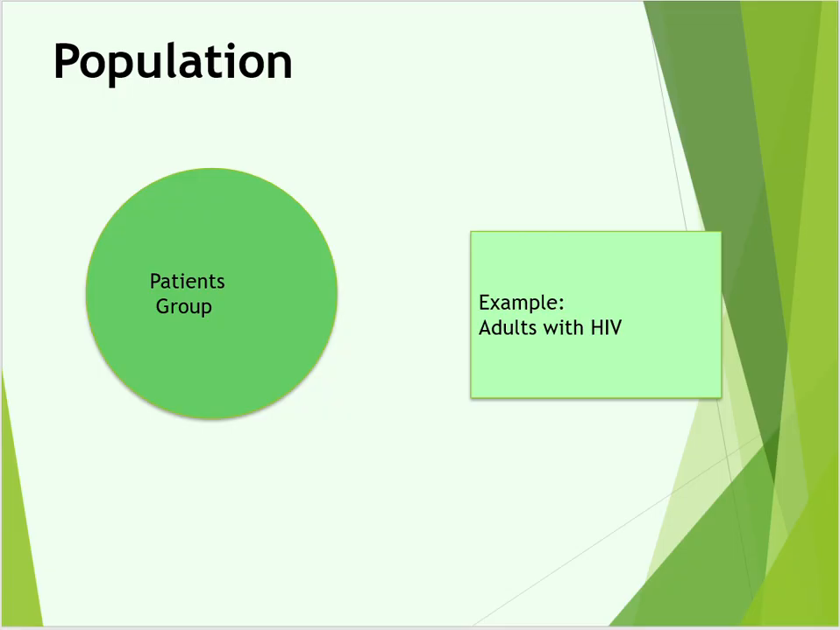But because of resources, you may not be able to study the entire population, and that's when you'll just take a sample of your entire population. So before you come up with a question, you must have a population in mind that you want to study. For example, we are using this case, adults who have HIV.